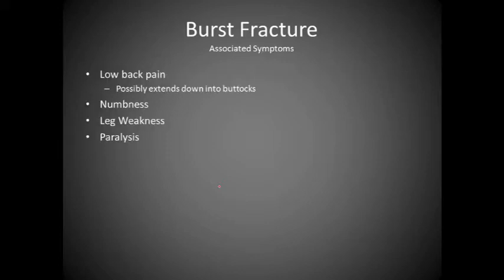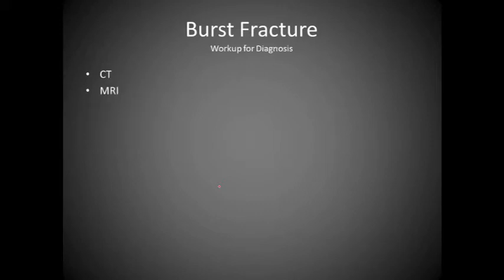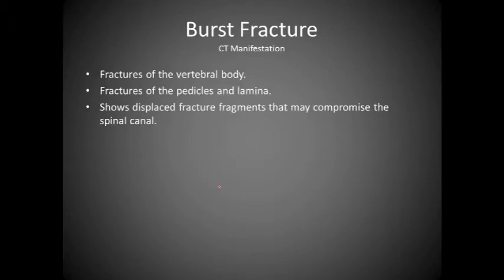Typically, burst fracture is going to have low back pain and possibly extending down into buttocks, numbness, leg weakness, and possibly even paralysis. CT and MRI are going to be your best options. Plain film radiography can play a role in this, but to evaluate the spinal cord, you're going to need something greater than conventional radiography. You're going to look for fractures of the vertebral body, fractures of the pedicles and lamina, possibly showing displaced fracture fragments in the spinal canal.